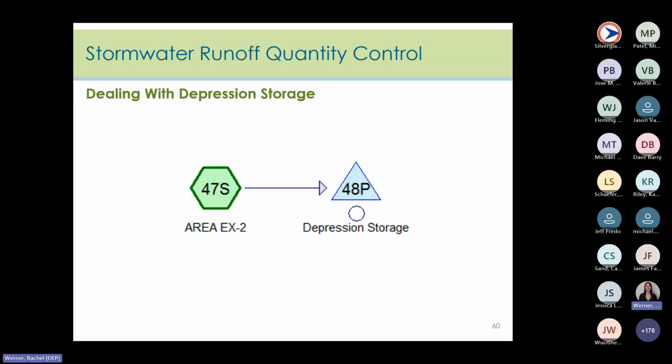Taking a closer look at what this would look like in HydroCAD, you have your contributory drainage area, which is the green hexagon, aka a subcatchment, and your depression, which is the blue triangle, aka a pond. The subcatchment will have the drainage area, CN, and time of concentration going to the pond, and the pond will have the depression characteristics to include the volume and any outlets.